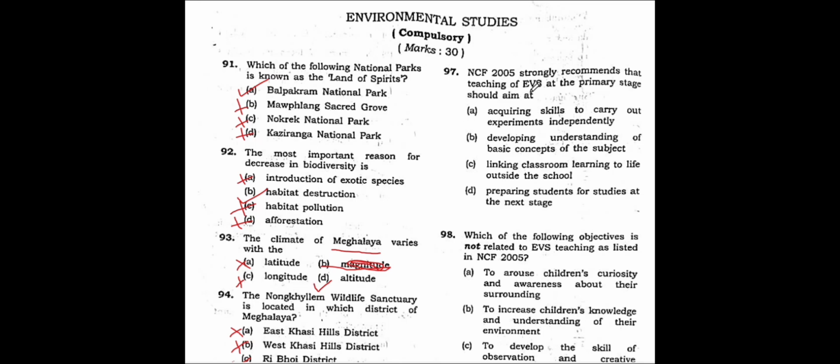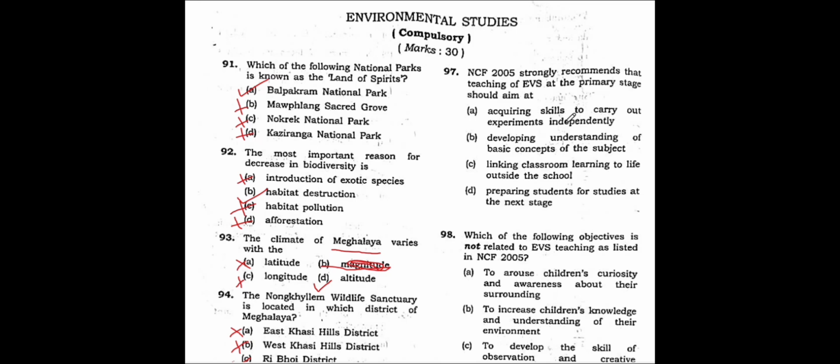Now, NCF 2005. What is NCF? NCF means National Curriculum Framework. So what does it say? NCF 2005 strongly recommends that teaching of EVS at the primary stage should aim at which of the following options? So according to NCF, EVS learning at the primary stage should aim at what? What should be the aim of EVS when we are teaching EVS at the primary level?